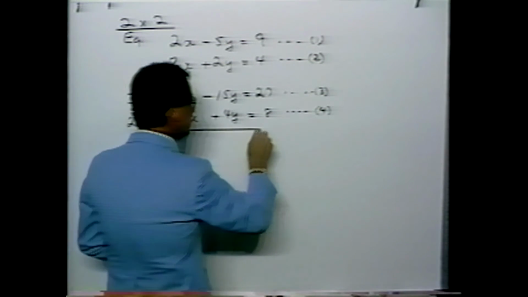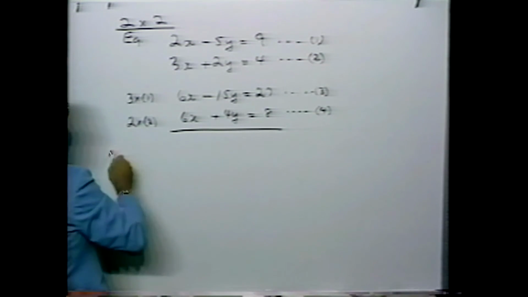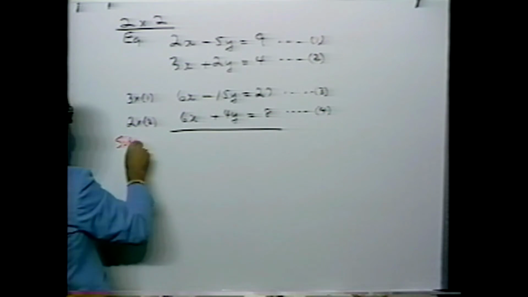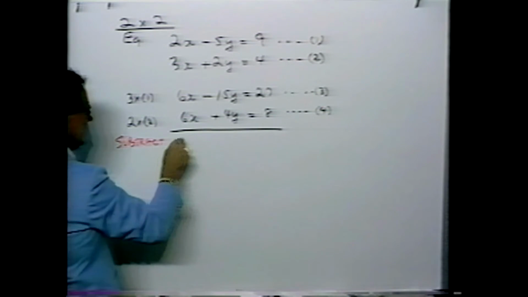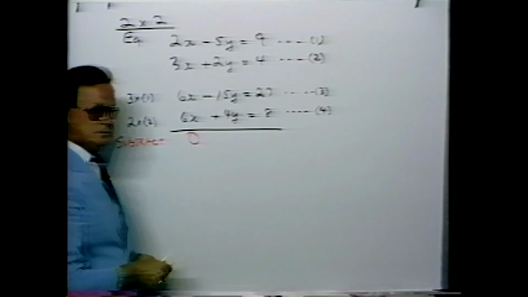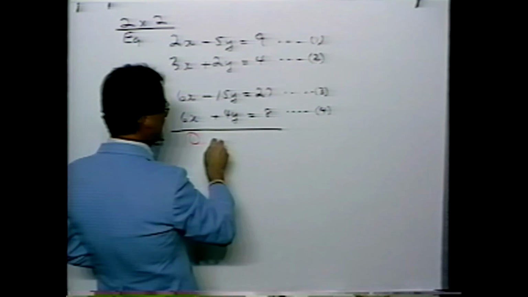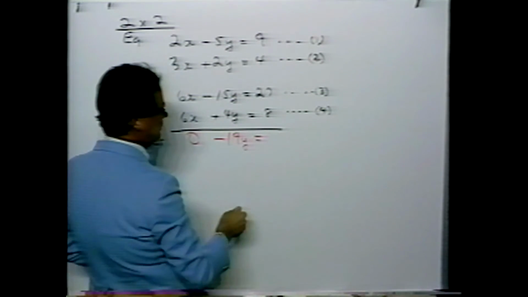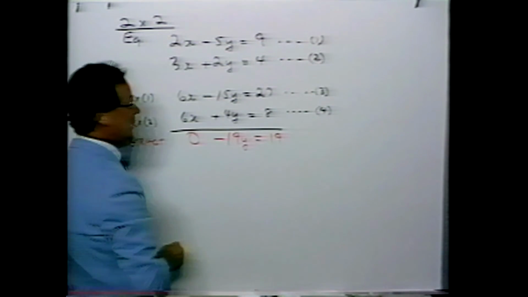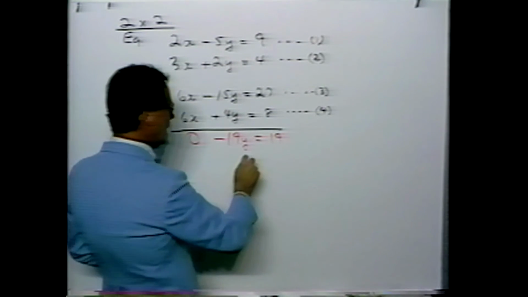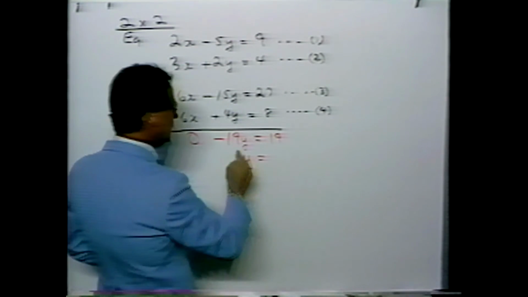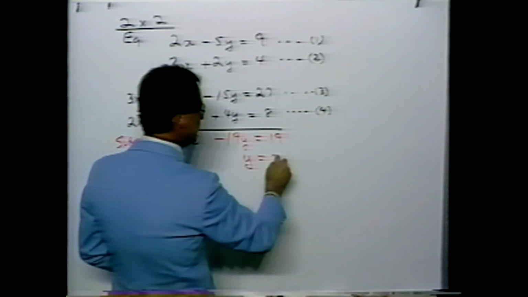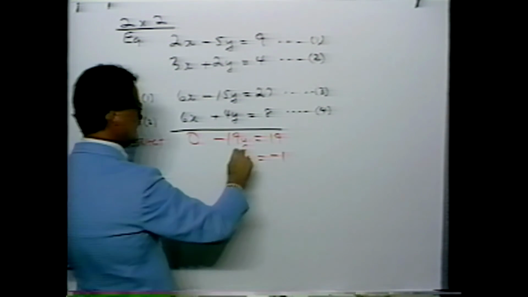And now, you see, if I subtract, I get 0 for that column and end up with minus 19y equal to 19 on the right-hand side. Then y is equal to, divide by minus 19, is equal to minus 1.